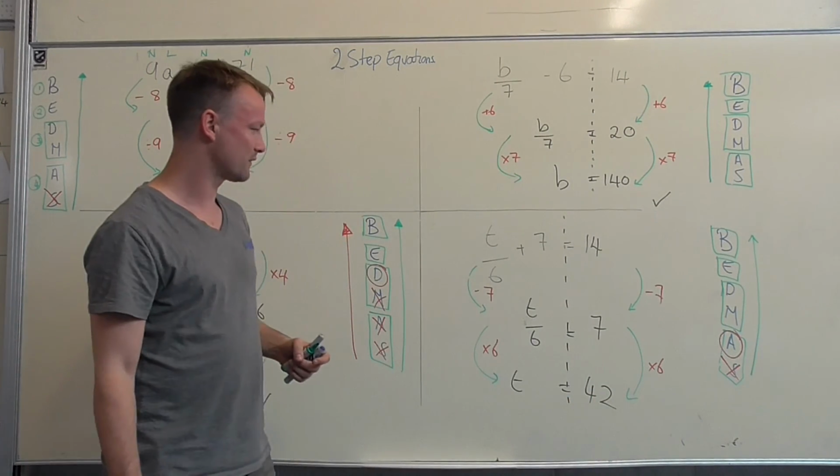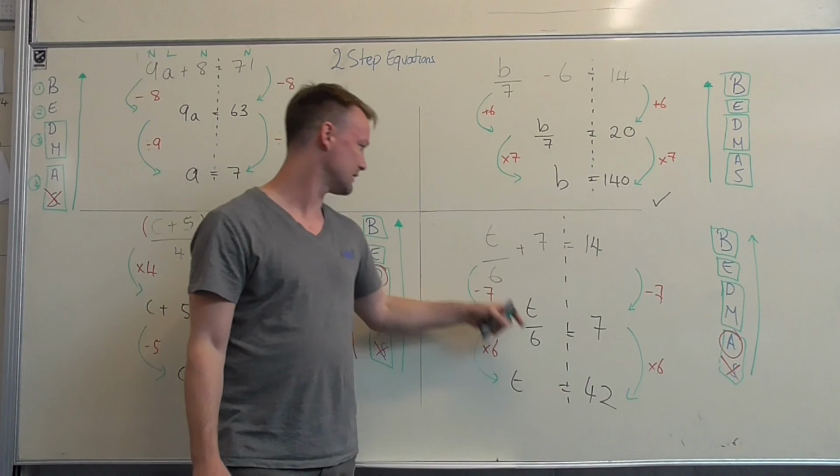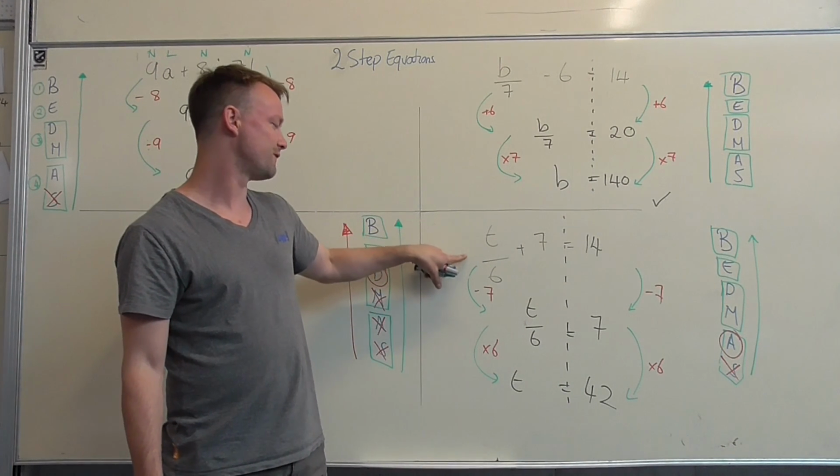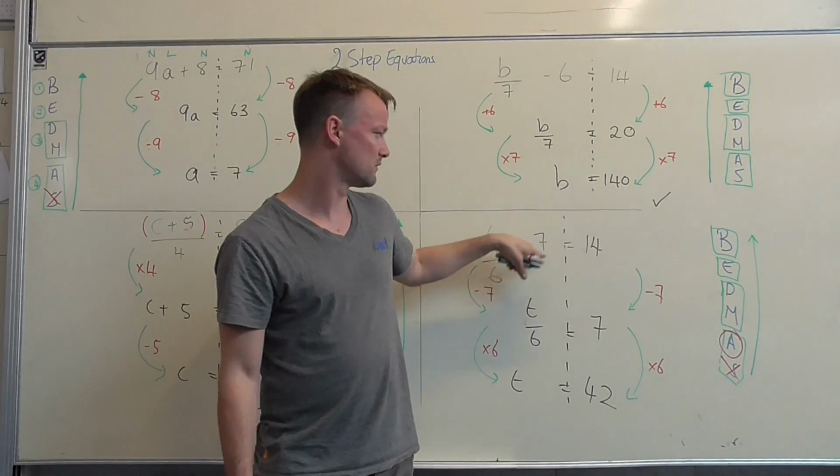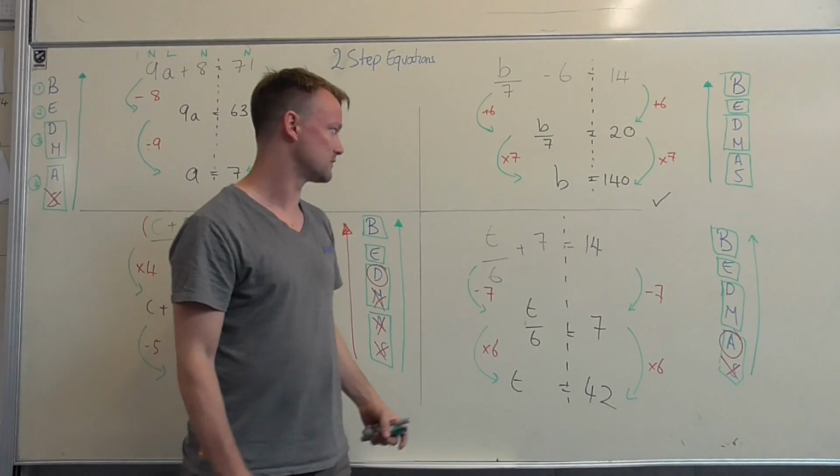Again, if I want to check that, I put 42 back in as t. 42 divided by 6 is 7, add 7, 14, happy days, done.